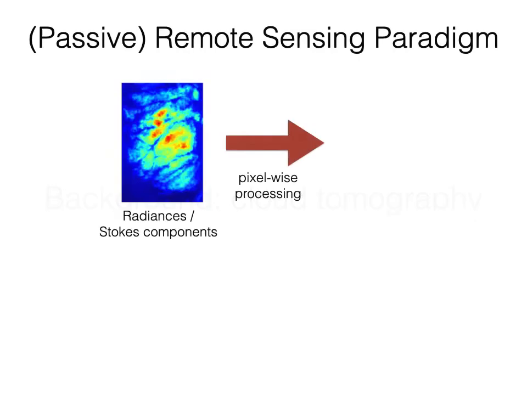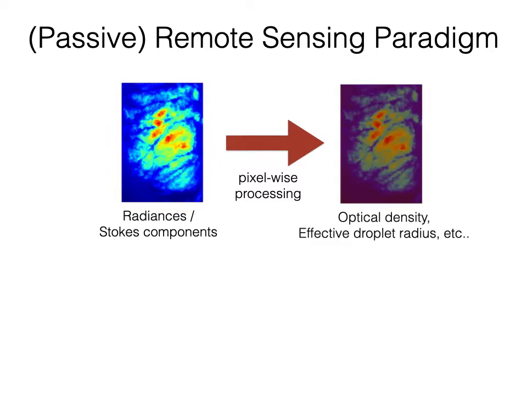Now I want to start with some background and motivation for cloud tomography. As many may be familiar with, the typical operational retrieval is done by processing pixels individually or within a neighborhood to transform radiances or Stokes into recovered cloud properties. These properties could be, for example, the optical density or effective droplet radius of a cloud.